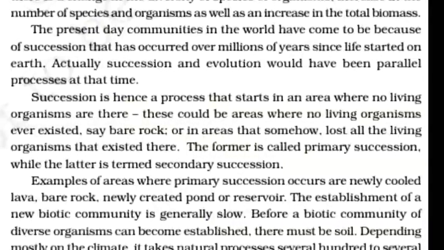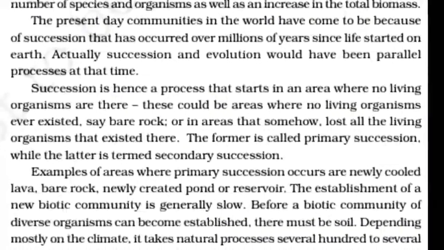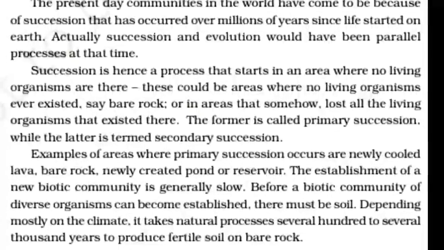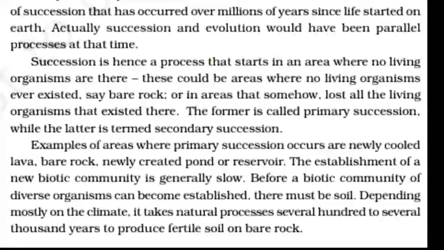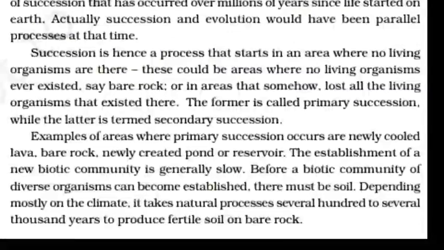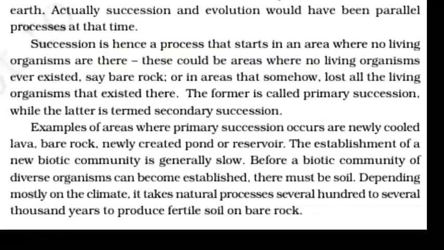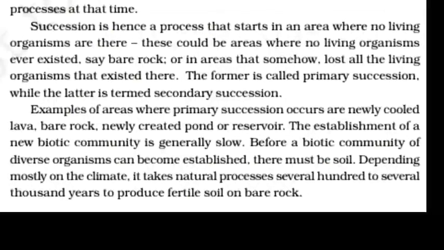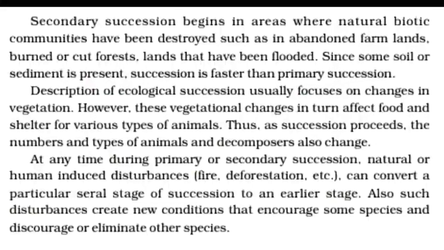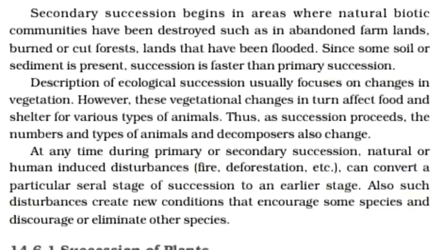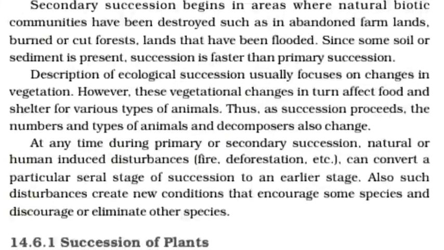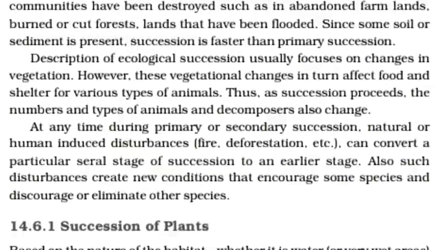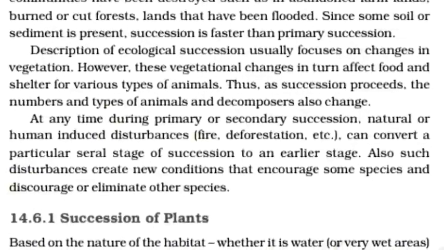Examples of areas where primary succession occurs are newly cooled lava, bare rock, and newly created ponds or reservoirs. The establishment of a new biotic community is generally slow. Before a biotic community of diverse organisms can become established, there must be soil. Depending mostly on the climate, it takes natural processes several hundreds to several thousand years to produce fertile soil on bare rock. Secondary succession begins in areas where natural biotic communities have been destroyed, such as abandoned farmland, burned or cut forest lands, and lands that have been flooded. Since some soil or sediment is present, succession is faster than primary succession.